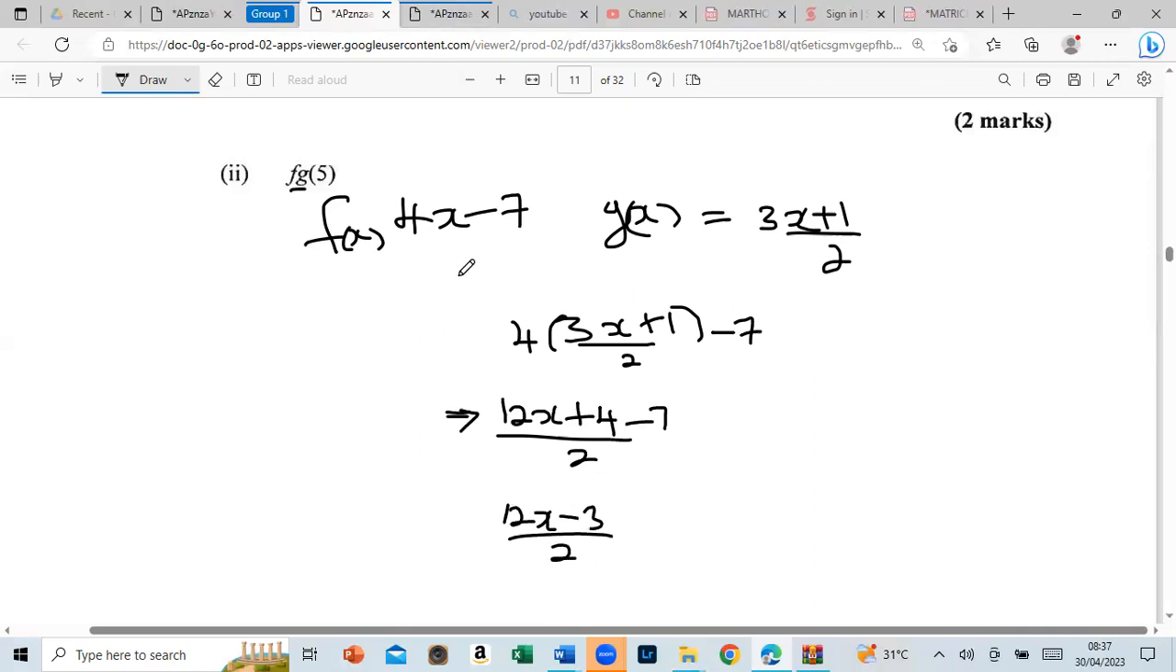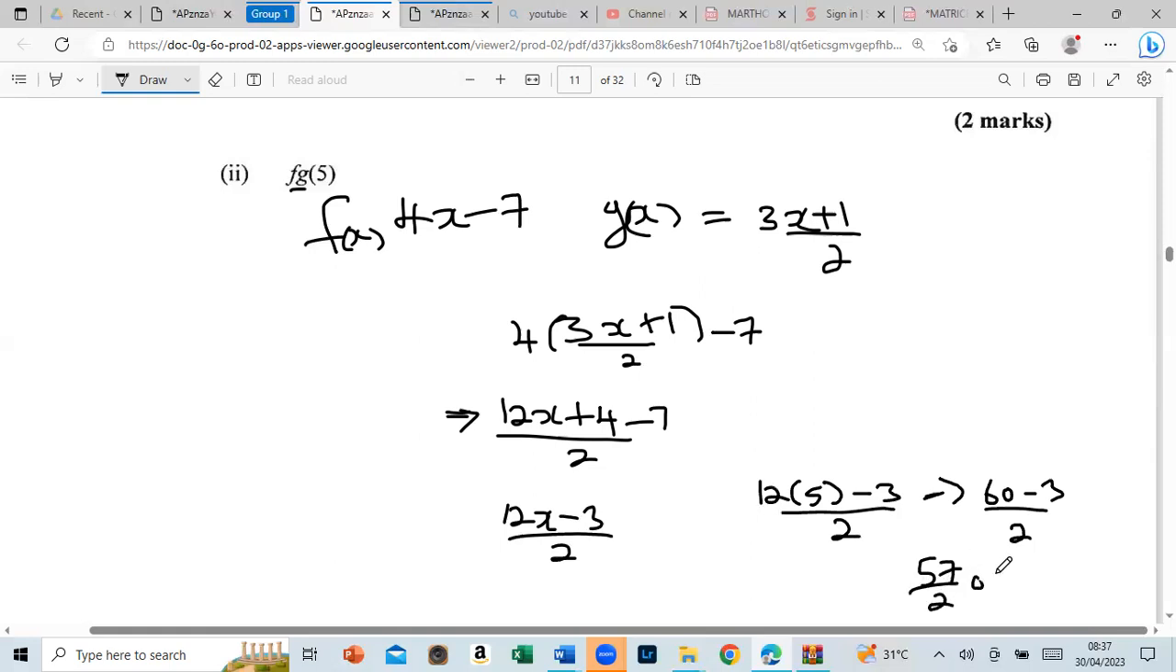But they asked us to put 5 in there, so I can do that. So we have 12 times 5 minus 3 over 2. 12 times 5 is 60, right? So 60 minus 3. Do the top first, then divide by 2, which gives us 57 over 2.